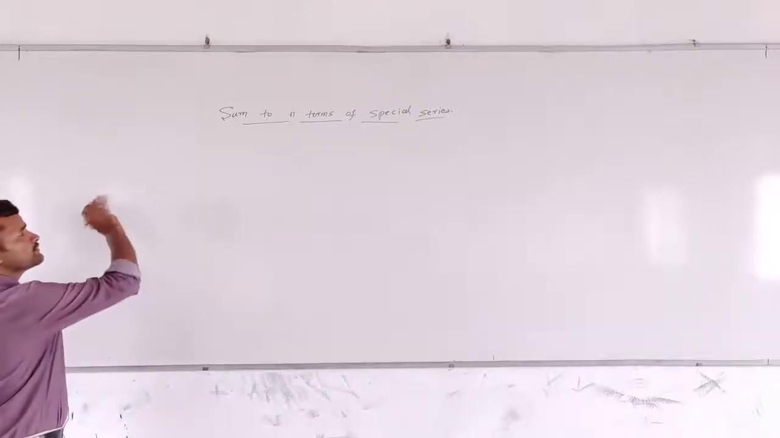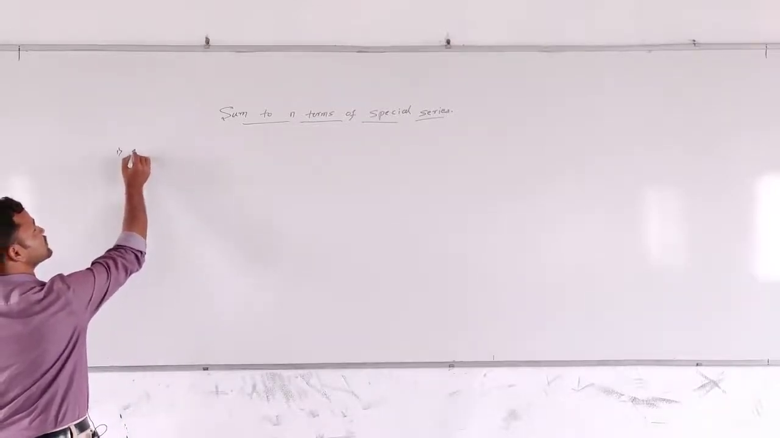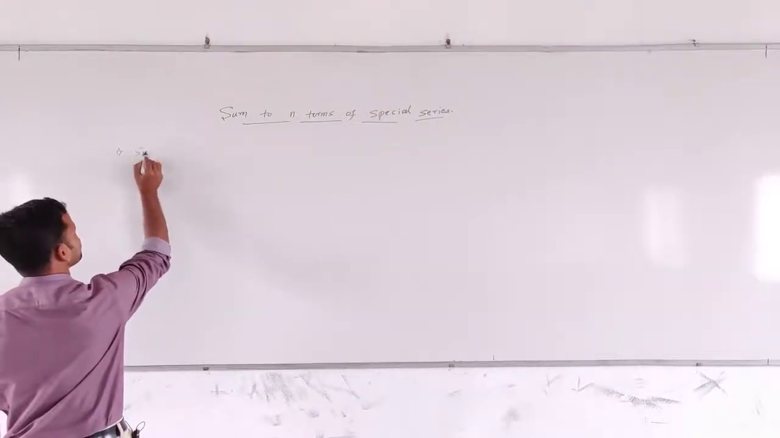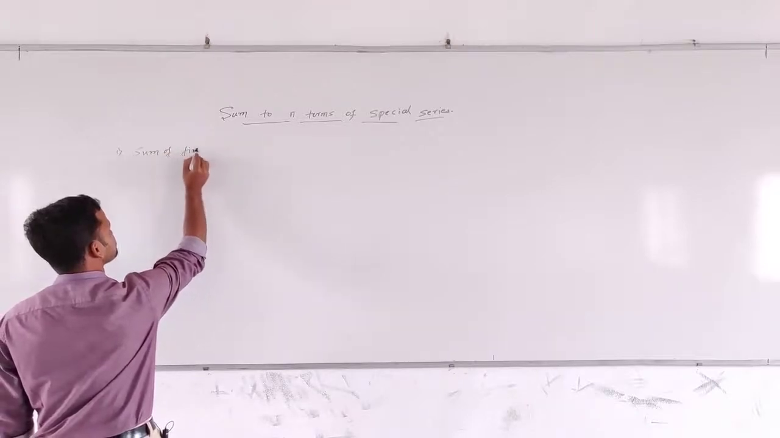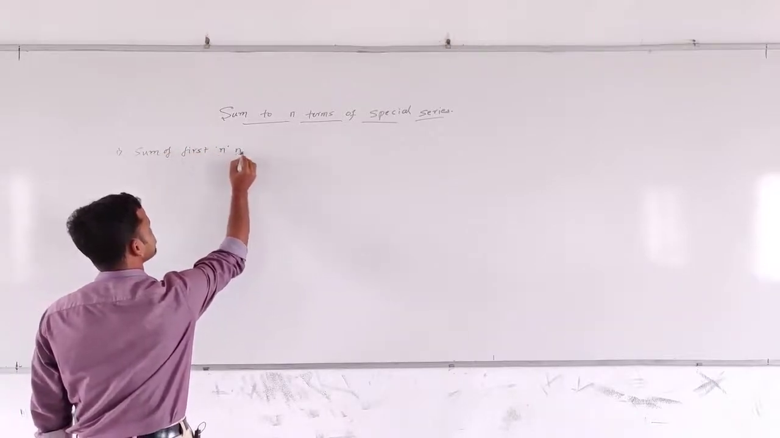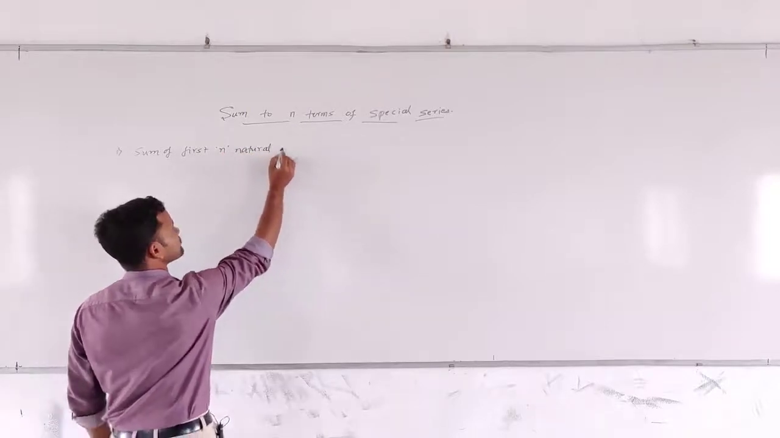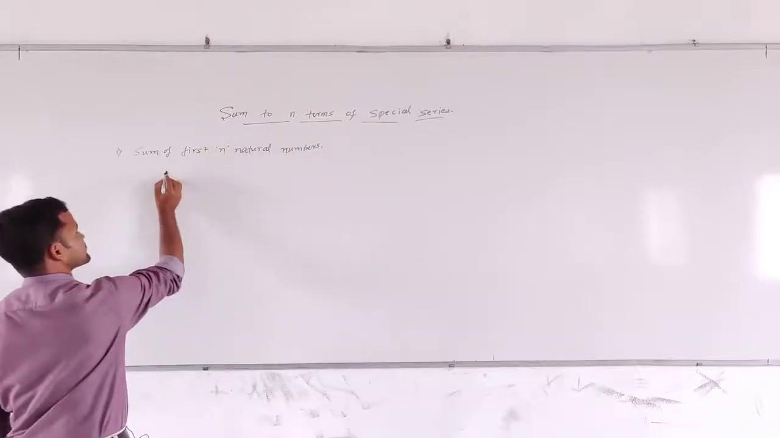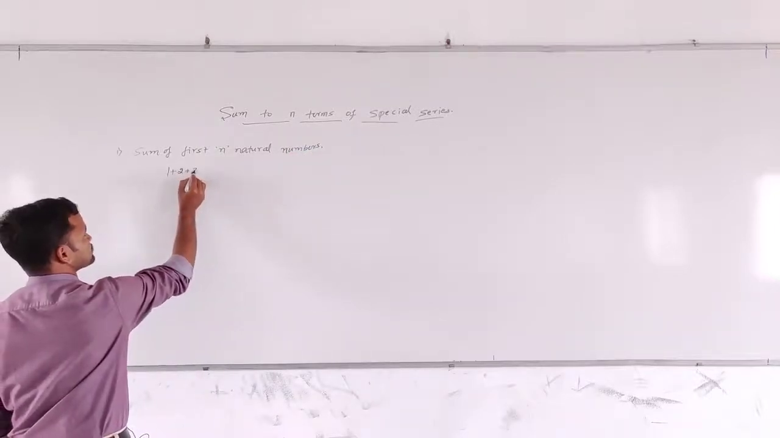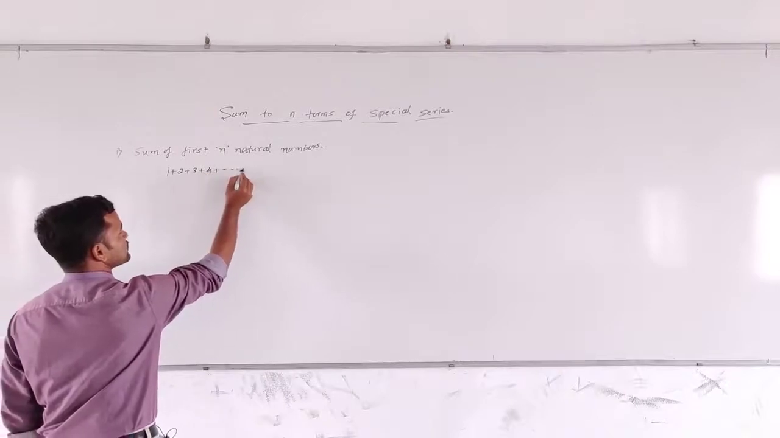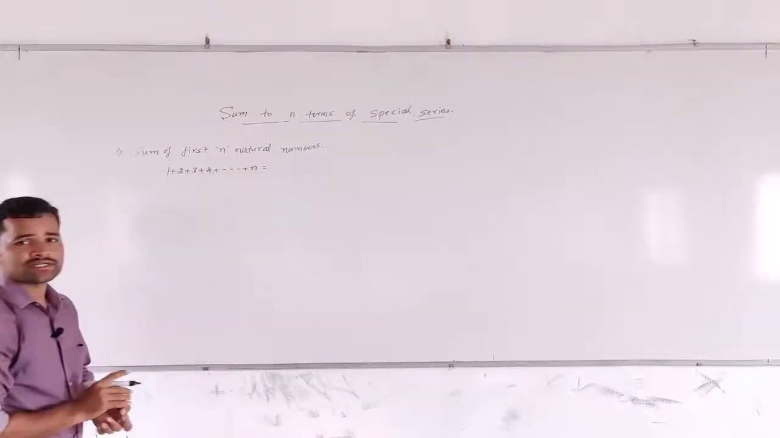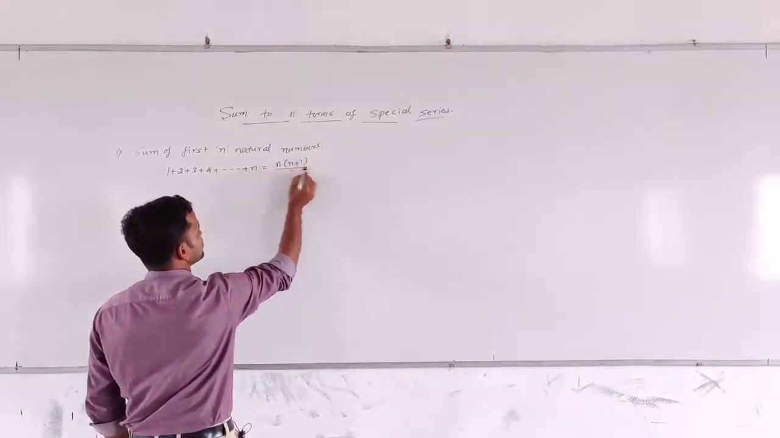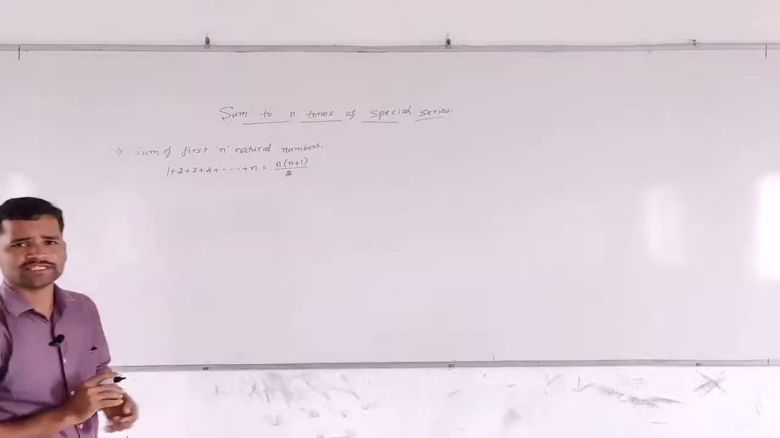See, before going to that, we should know the sum of first n natural numbers. Sum of first n natural numbers in the sense 1 plus 2 plus 3 plus 4 and so on up to n is equal to, what is the formula? That formula is n into n plus 1 by 2. What does it mean actually?